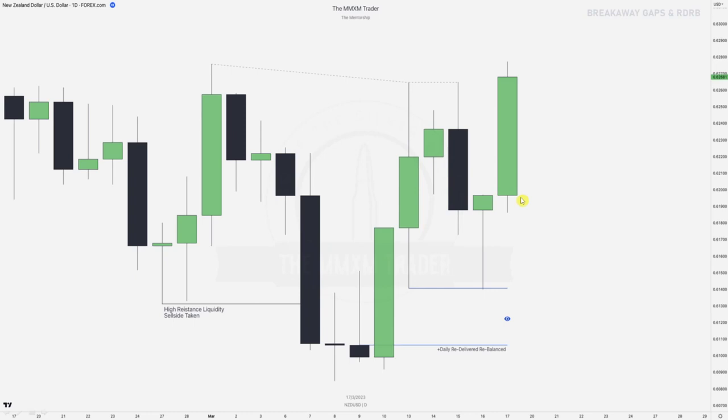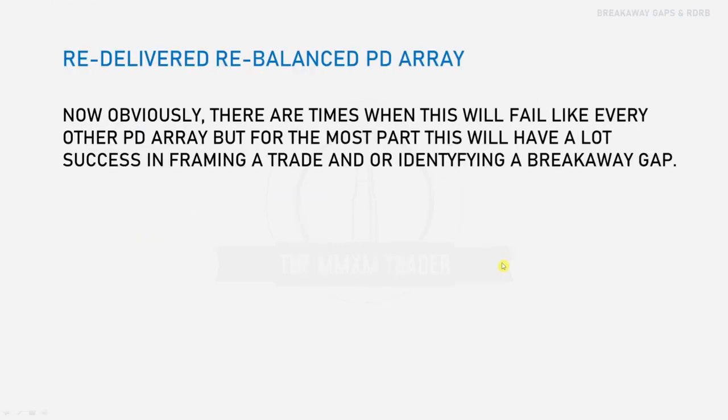Think about drawn liquidity, guys. We have this failure swings into external range liquidity, and eventually we hit that target. Now obviously there are times when this will fail like every other PD array, but for the most part this will have a lot of success in framing a trade and or identifying breakaway gaps.